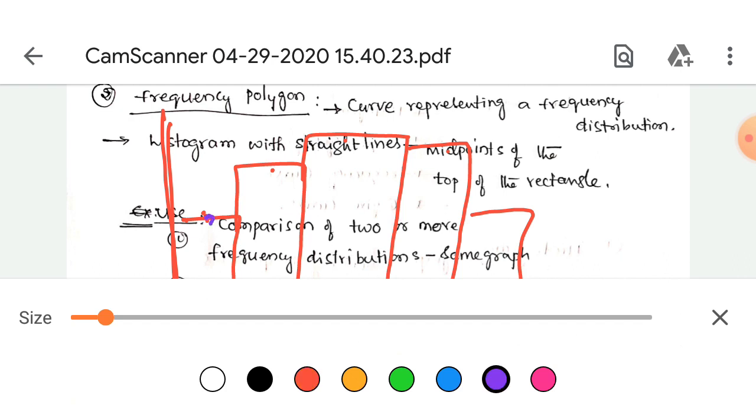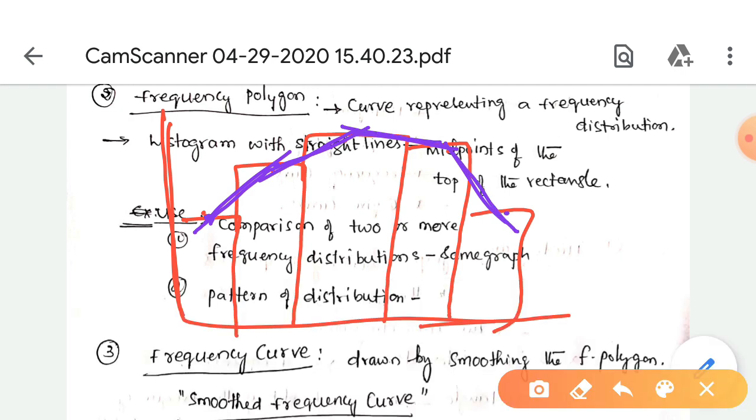Okay, these are the midpoints of the histogram. Here, these are joined with straight lines. So it's a frequency polygon. That means these midpoints will be joined with straight lines only. Okay, so we can check the example here.